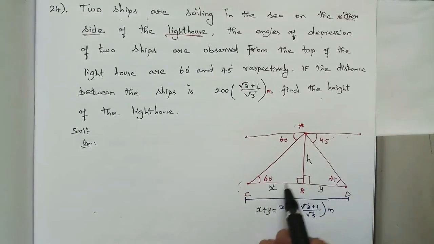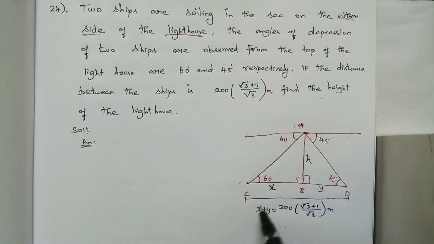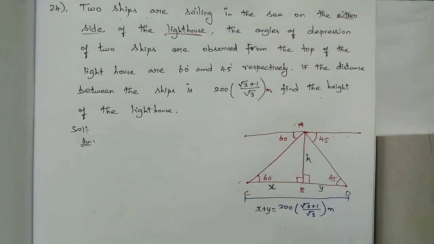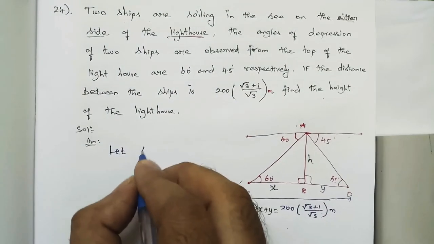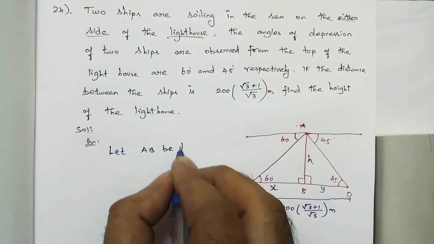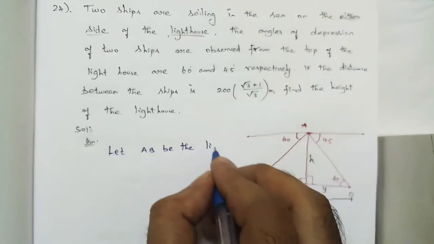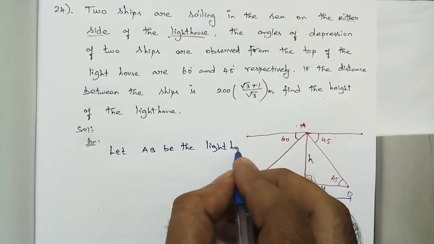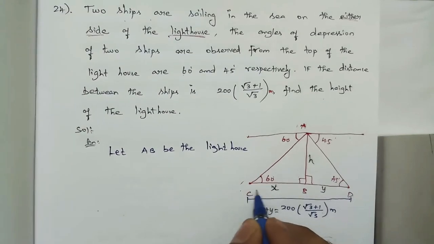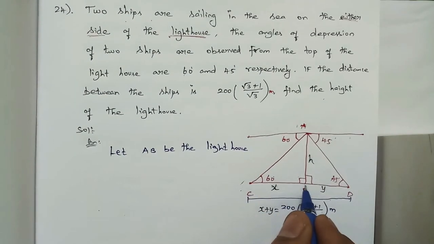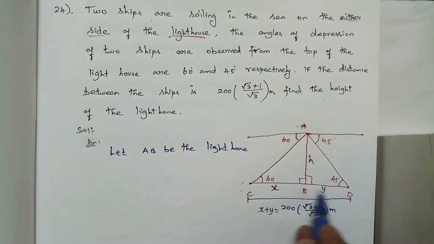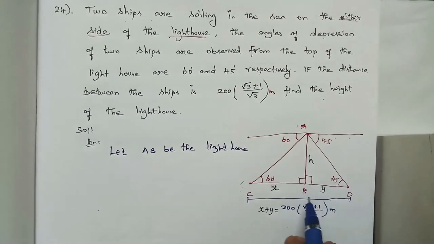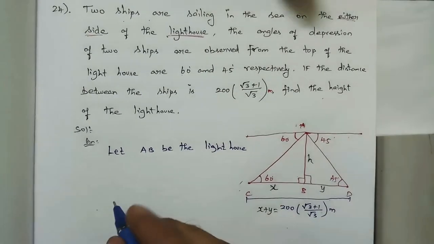Now we are having two right angle triangles. With the help of that, I'm going to find it. So first write the given. What are the givens we are having? Let AB be the lighthouse, and BC is the distance between the foot of the lighthouse and the first ship, and BD is the distance between the foot of the lighthouse and the second ship, right?